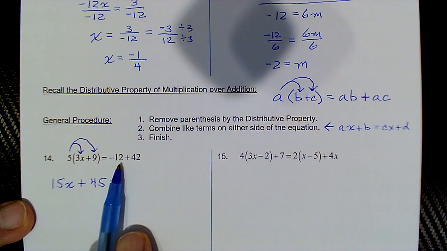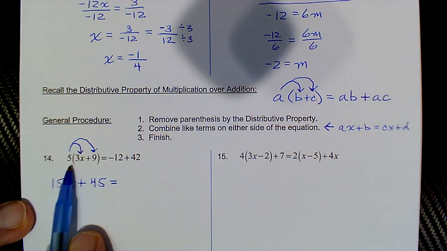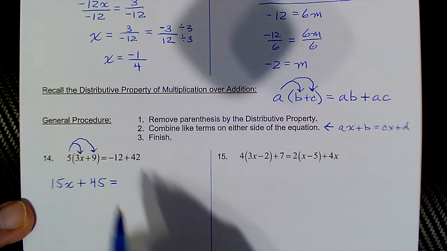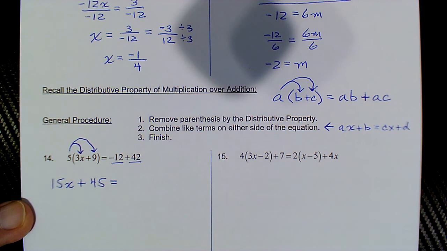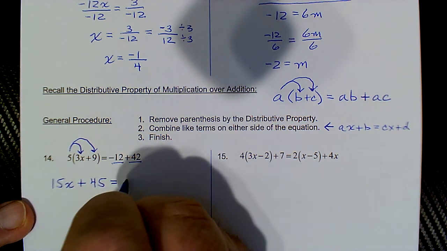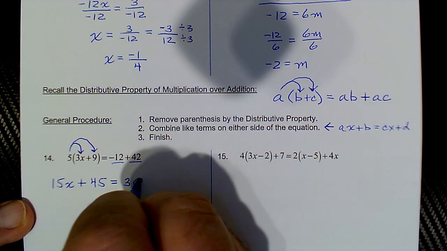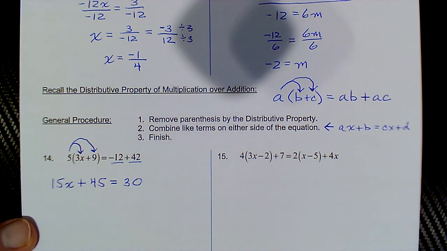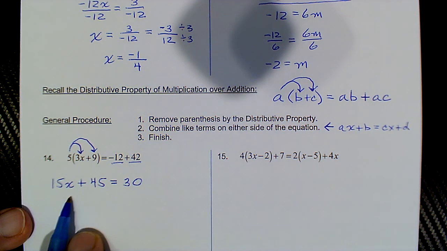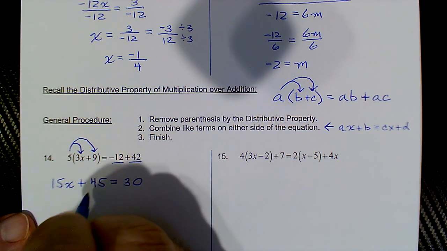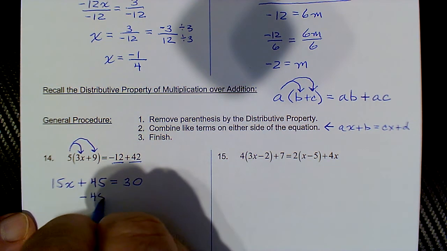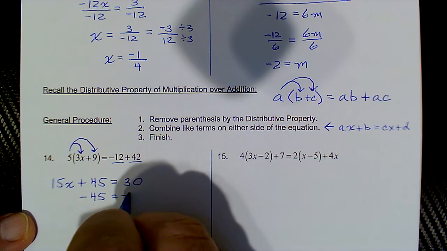Now actually, in this case, I could do two things at once. I removed the parentheses, but then I noticed that these on the right are like terms. So I can combine those. And negative 12 plus 42 is a positive 30. And now I have the variable on the left, so I want to bring the constants, the numbers, to the right. I'm going to transpose the 45 by subtracting 45.